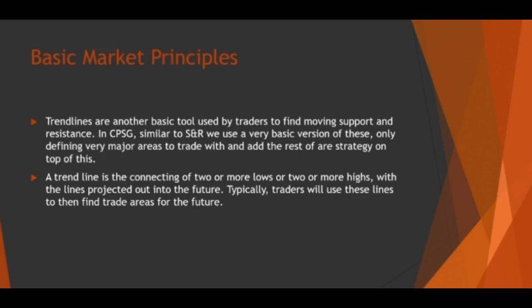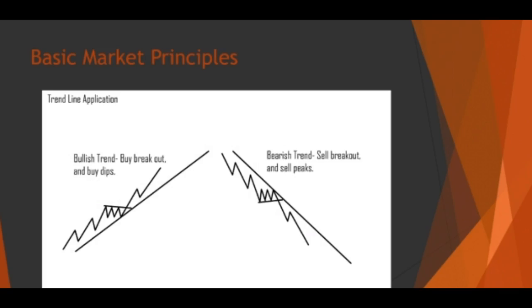Typically, traders will use these lines to find the trade areas for the future. So what this looks like is this. Here's a bullish trend, no different than what you just talked about, with an actual trend, bullish or bearish. But we're starting to learn how to utilize these trend lines for breakouts. Here's our bullish trend. There's a couple trend lines in here. Same with the bearish trend. Okay? And so what I want to teach you today is how to draw these in a systematic way.